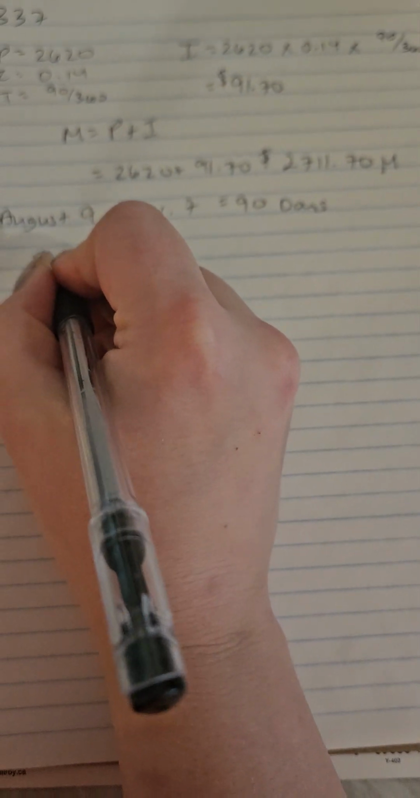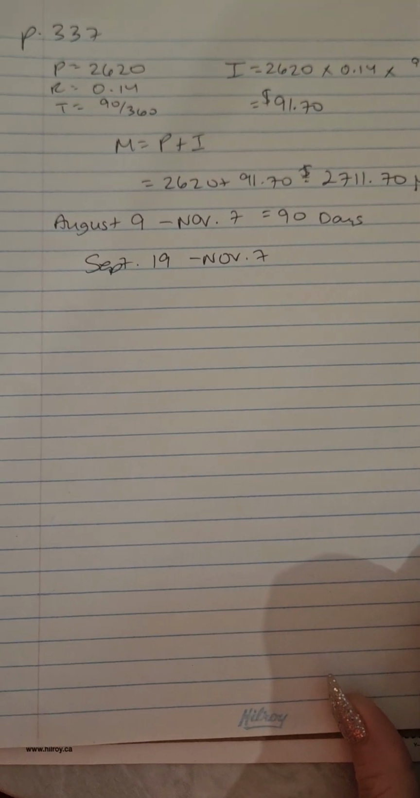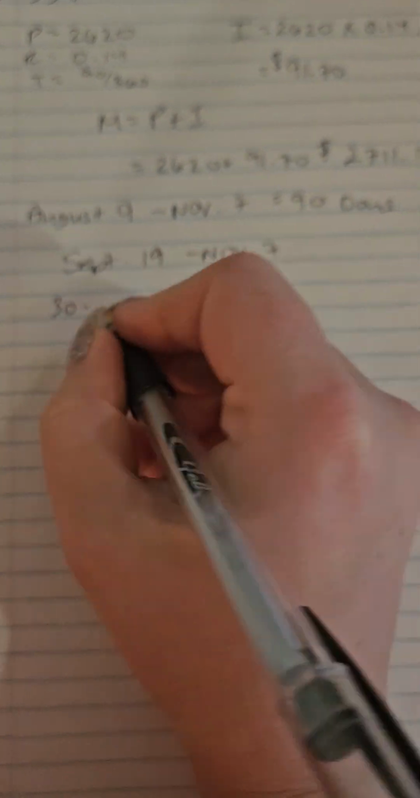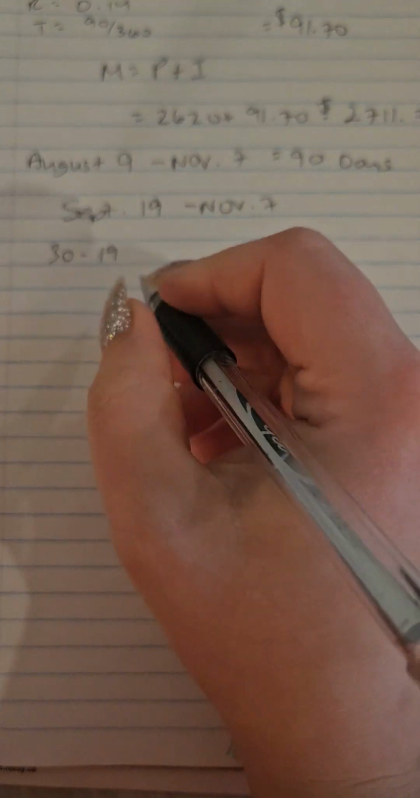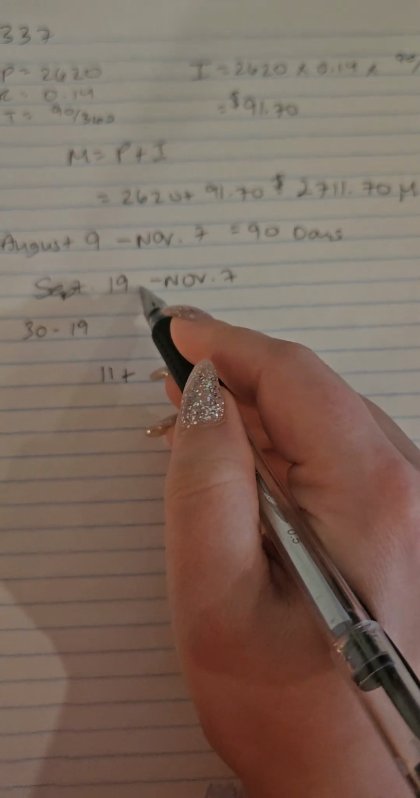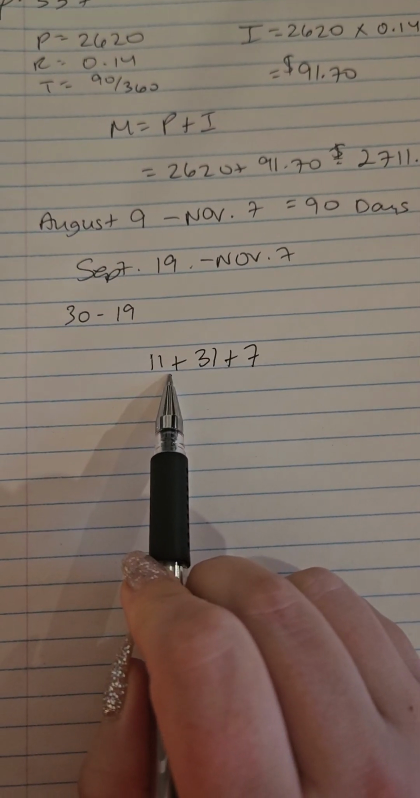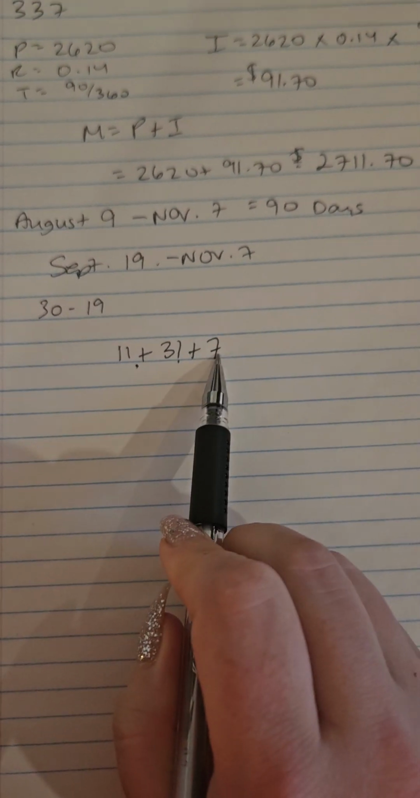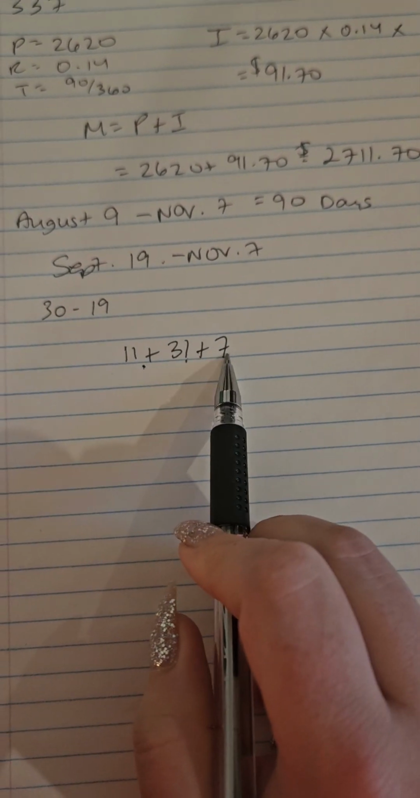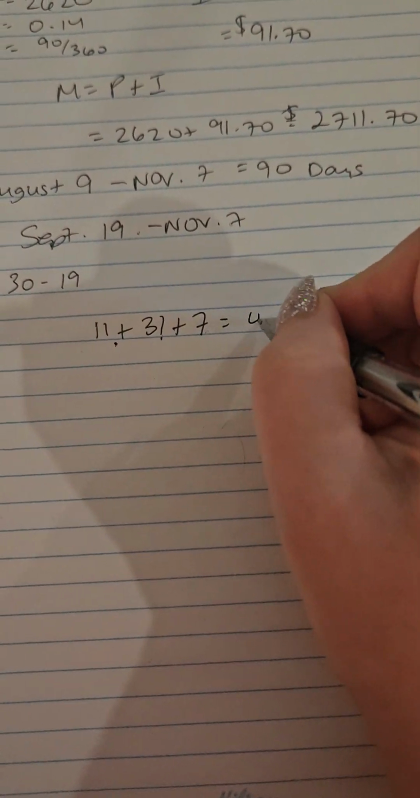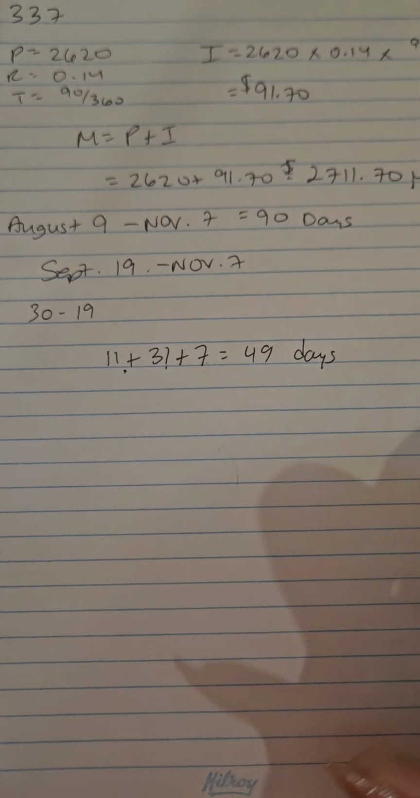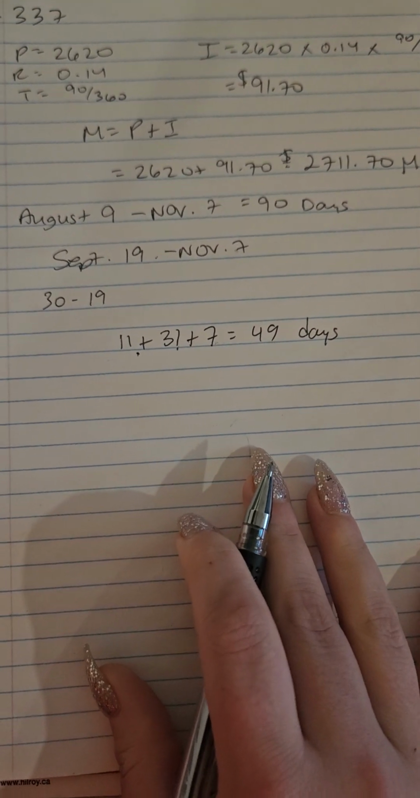Now if he's going September 19th, and we know it's supposed to run till November 7th, we need to figure out how many days. 30 days in September, so you take 30, take away 19. That means there's 11 days remaining in September. And then we need all of October, which has 31 days. And then we're only counting 7 days in November. So I have 11 days left in September, 31 days in October, and 7 days of November. So the period remaining is 49 days.